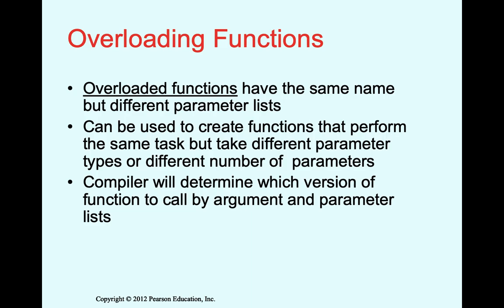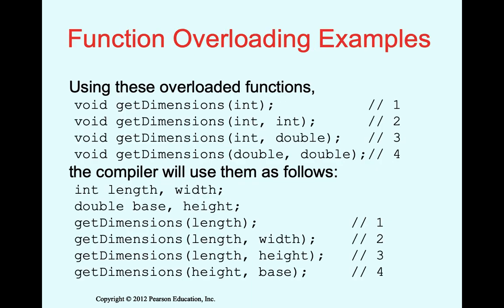So let's talk about overloading function. Overloading function is just different functions with the same name but with different parameter lists. So for example, here we have 4 functions, all of them called getDimension. The first one takes an integer, the second one takes 2 integers, the third one takes an integer and a double, and the fourth one takes a double and a double. So the compiler can differentiate.